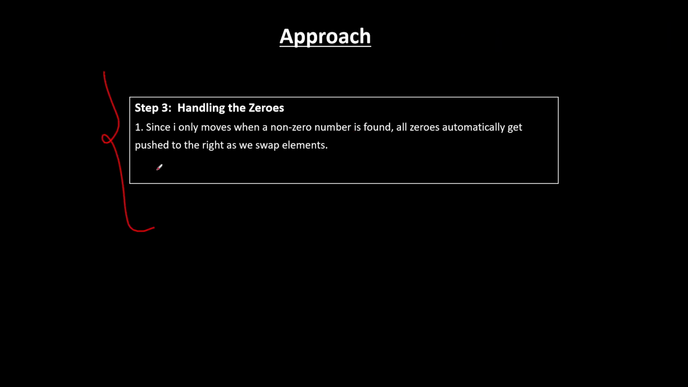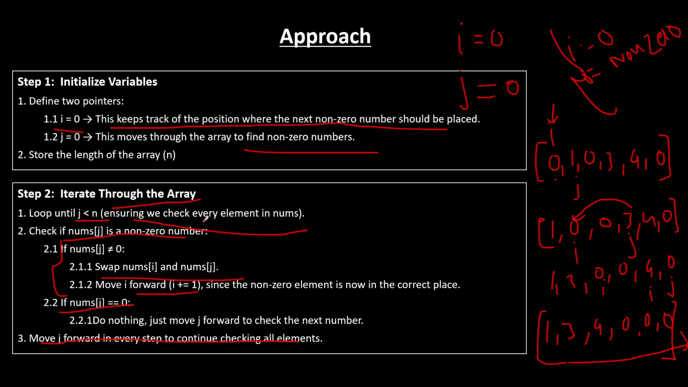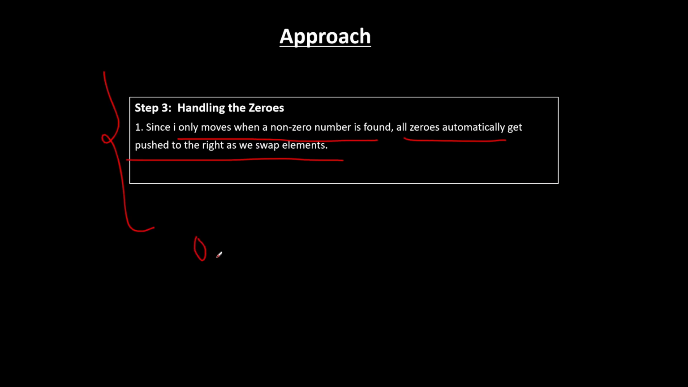Handling a zero. Since i only moves when a zero number is found, all zeros automatically get pushed to the right as we swap elements. Here, if you saw this example, 0, 1, 0, 3, 4, 0, you will see we are starting the i from this position and j from this position.